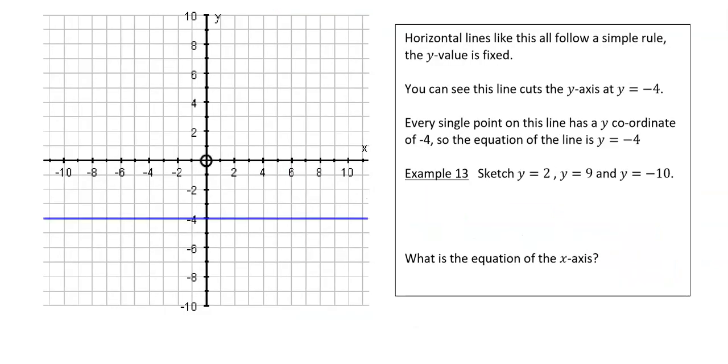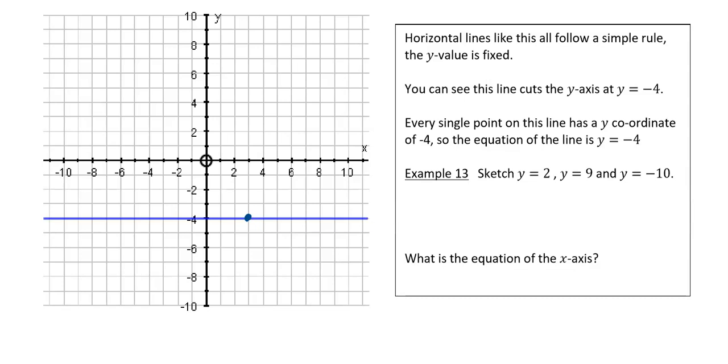Okay, now we're going to look at horizontal lines. Horizontal lines are very similar to vertical lines. They have just one letter equals a number to represent them. So let's have a look at this line, see if we can figure out a wee bit more. So we've got a line drawn here, a horizontal line going through minus 4 on my y-axis.